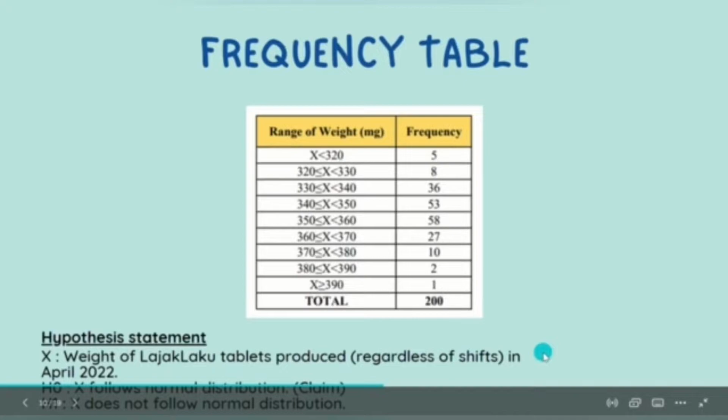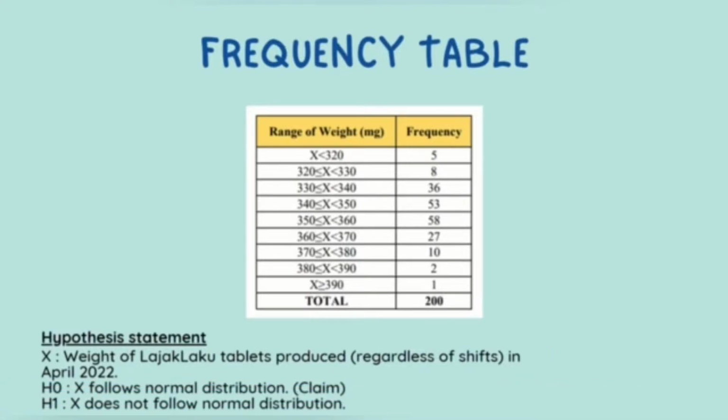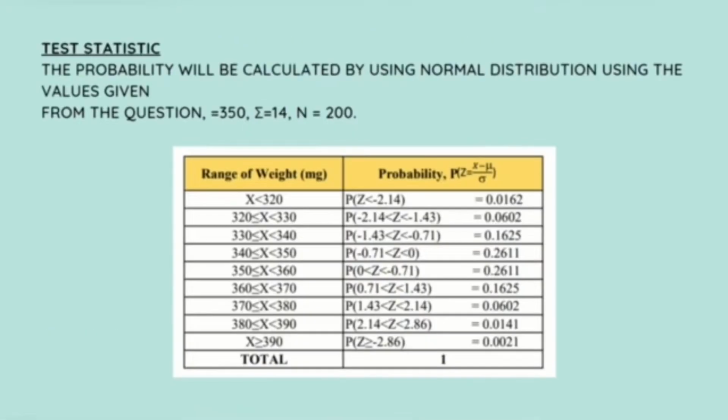The next step we need to do is the hypothesis statement. H0 states that the data follow the normal distribution with mean of 350, and H1 states that the data do not follow the normal distribution with mean of 350.